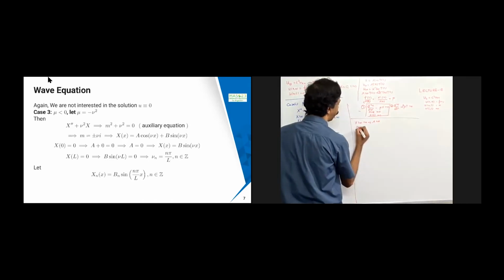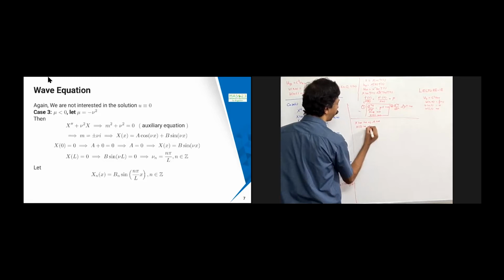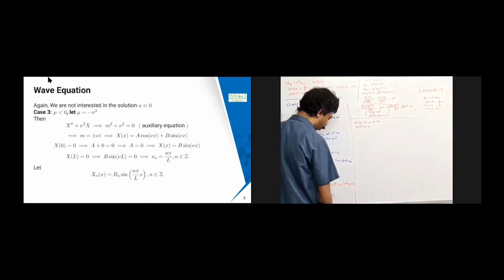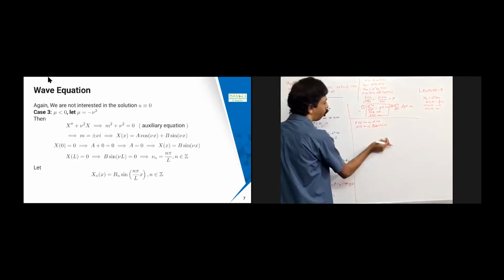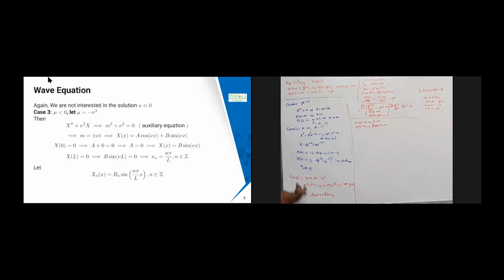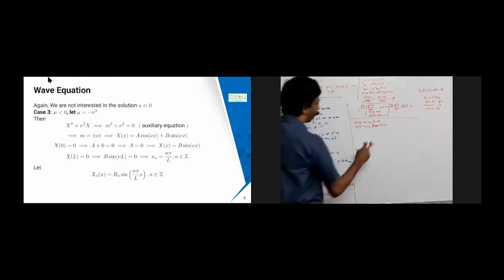Now X(L) = 0 implies A is already 0, therefore you are going to get rid of this one. So you get B sin(μL) = 0. Either B = 0, and if B = 0 you get X = 0 once again, which I am not interested in at all. So in that case, I am going to use this one.